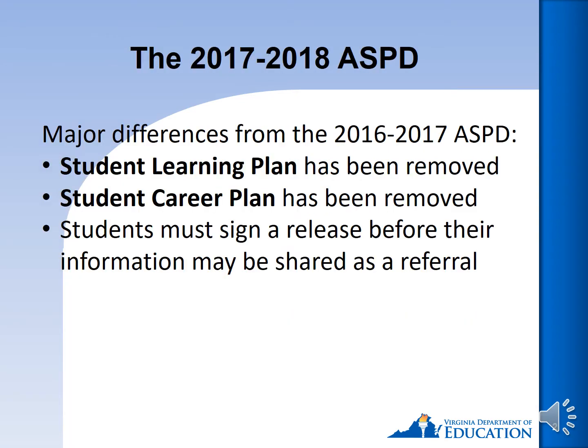Before taking a more detailed look at the ASPD, I would first like to summarize major differences between the old version, the 2016-2017 ASPD, and the new one. First, the Student Learning Plan section has been removed. Many of you may remember the Student Learning Plan as the section that contained student goal information. While having students establish personal goals and work towards meeting them is an important aspect of adult education, it is no longer required, and therefore must be replaced by data collection elements that are required and/or have a higher priority.